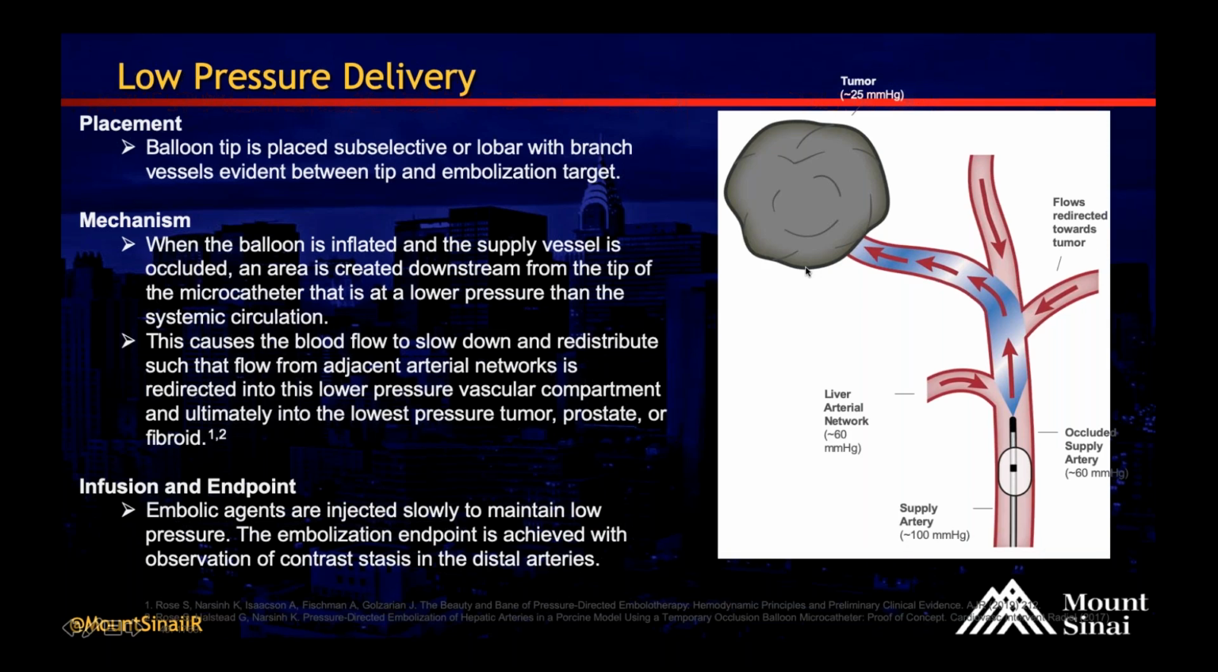This is on par with what Ari was showing when he was showing balloon occlusion and trying to reverse flow in some of those prostatic arteries that were going to the penis or to the rectum. So the same idea. The embolic agent is injected slowly to maintain that low pressure system. You don't want to inject really hard because you'll overcome that pressure gradient, and everything will go back towards normal liver. The embolization endpoint, again, figuring out when to stop, is when you achieve stasis in the vessel that you want to target. Once you start to reach stasis in this vessel, you're done.